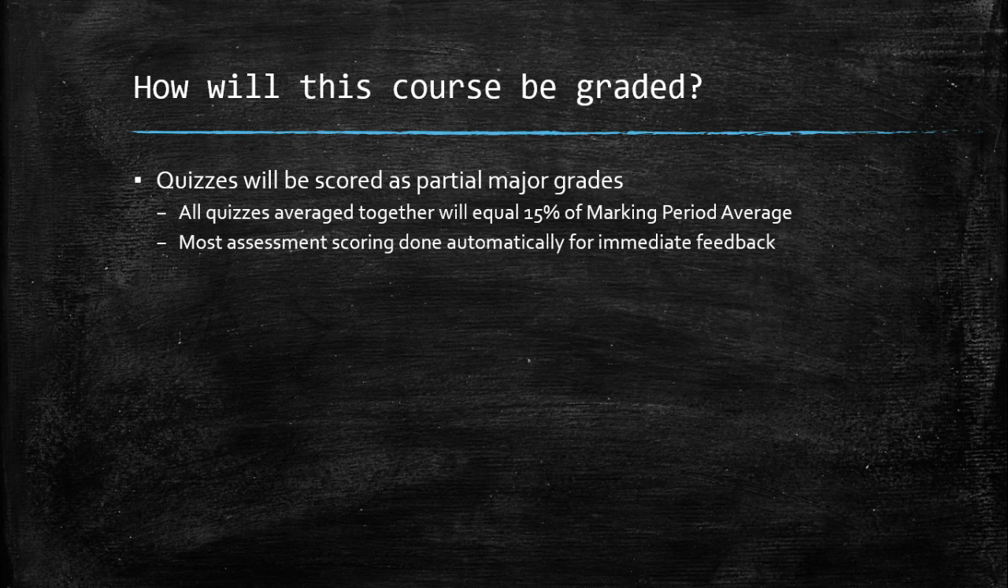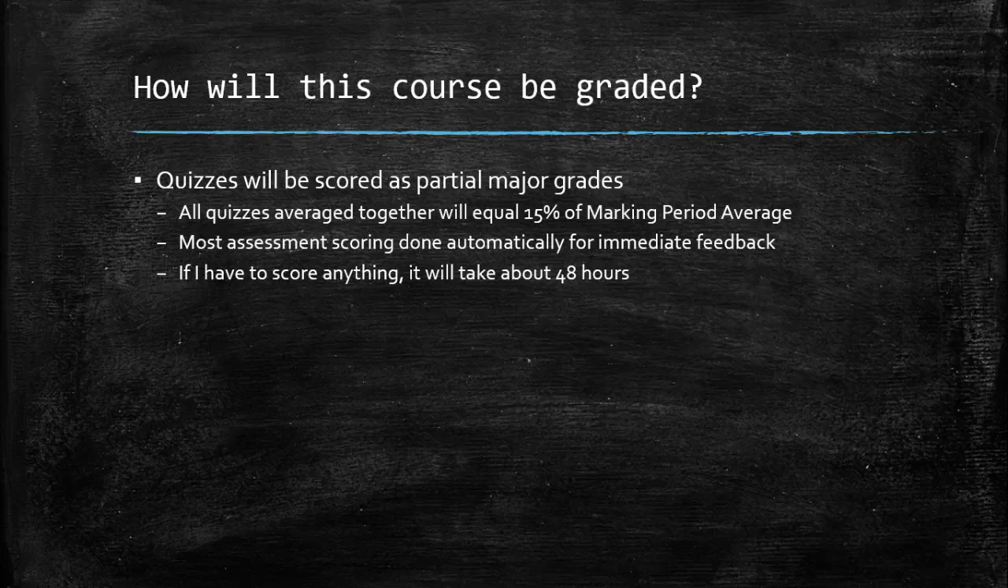Most assessment scoring is done automatically. You will get immediate feedback on most everything you do. There are a few things that I will have to score manually, things like sentence imitation exercises and sentence scrambling exercises, those sorts of things. If I have to score it, it's going to take about 48 hours to turn around to you. However, the next lesson will go ahead and open up once you turn it in. You won't have to wait for me to score it.